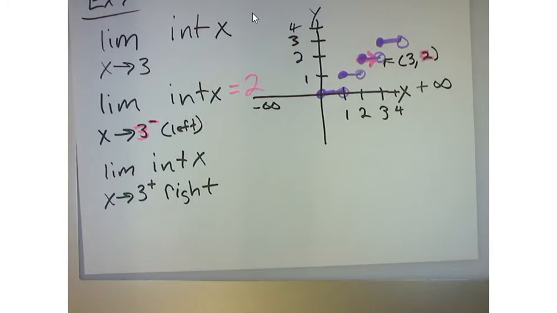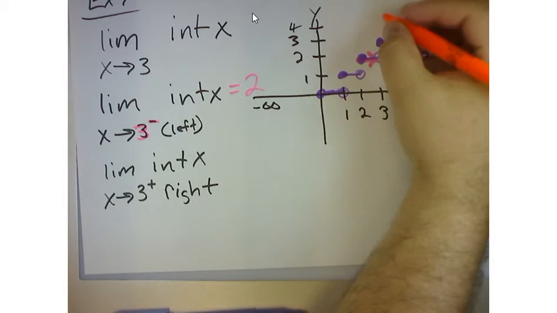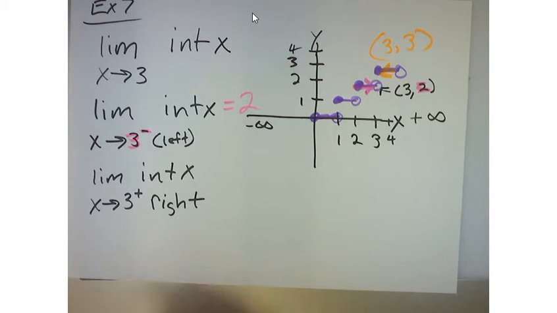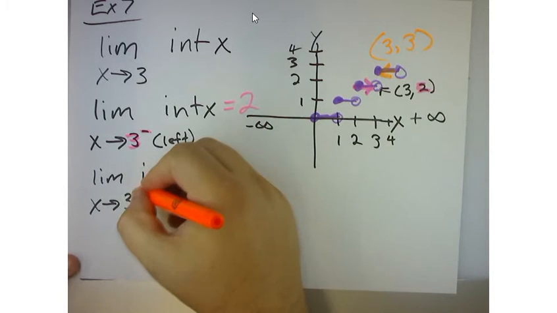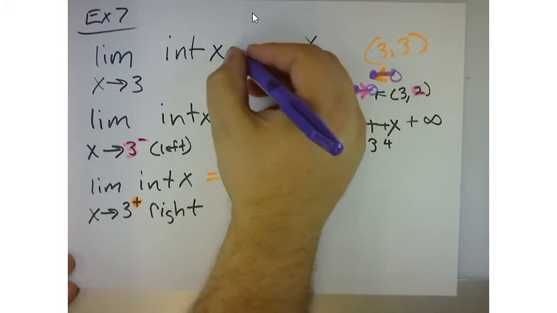Now the right-sided limit is when we're coming from the right-hand side. So if we're coming from this side, this approaches the point 3, 3, right? So this one will be 3. Since the left-handed limit and the right-handed limit do not equal, what does that tell you about the two-sided limit? Doesn't exist. Wait, what? Since they don't equal. Oh. They have to equal. Okay. I see.